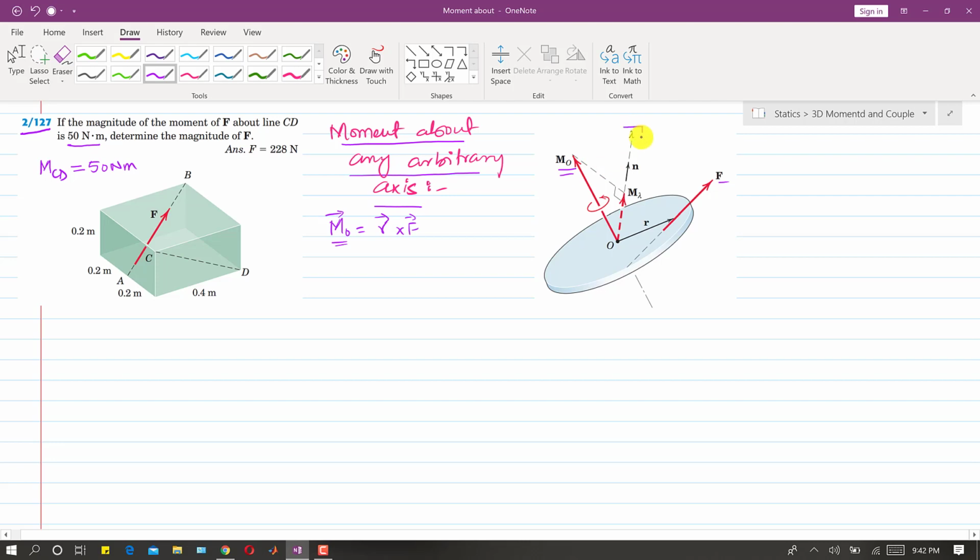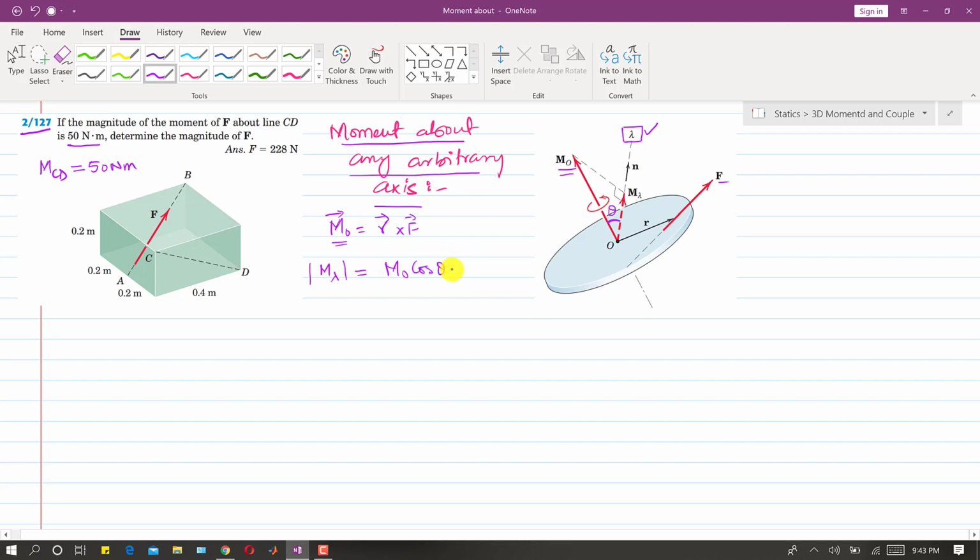Let's suppose this lambda is an arbitrary axis, and we are asked to find the component of MO along that lambda axis, the moment about lambda. If we are asked to find the magnitude of this M lambda, we will find the projection of MO along lambda. If we know this angle theta, then the magnitude of M lambda will be MO cos of theta.